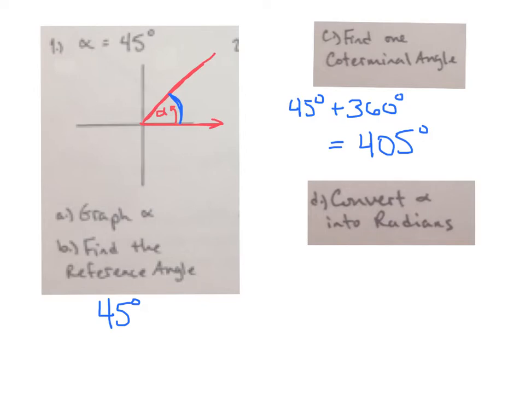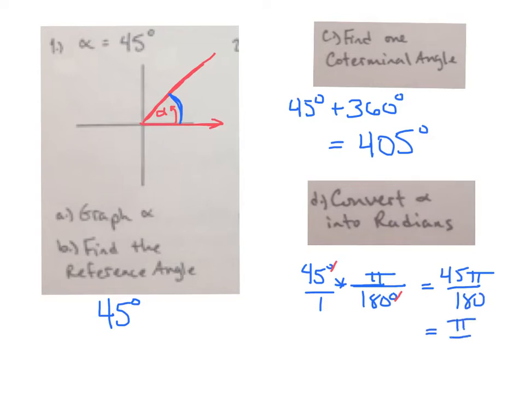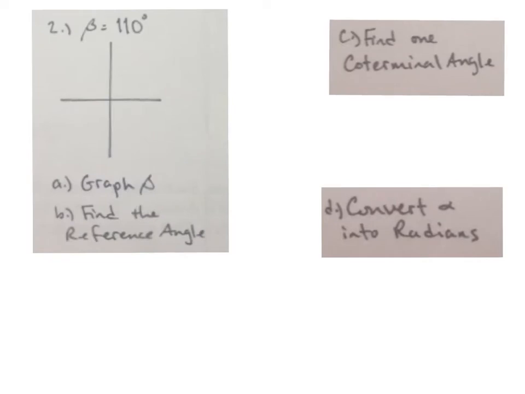Converting it to radians. Since we're given 45 degrees, we're going to multiply by our unit converter, which will put the 180 degrees on the bottom. So we get the degrees to cancel. And 180 degrees is pi. So we've got a fraction, multiply it out: 45 pi over 180. Simplify the fraction, leaves us with pi over 4. Next we have beta equals 110 degrees.